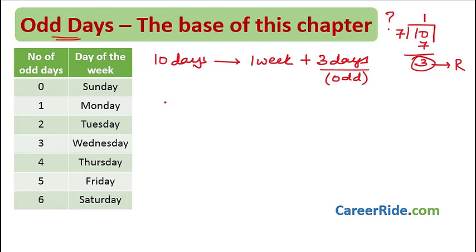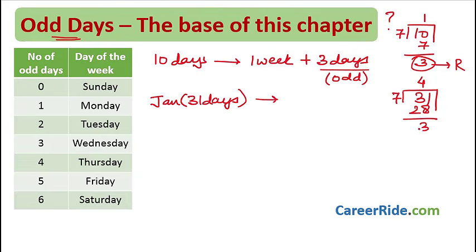Now let's go a step further. Suppose I'm given the month of January, which contains 31 days, and I'm required to find out how many odd days are there in January. It means I'm required to find out how many days there are which do not become a part of any week in January. So I'll divide this 31 by 7 because a week comprises 7 days. 7 4s are 28, and I'm left with again what? I'm left with 3. My remainder here is 3.